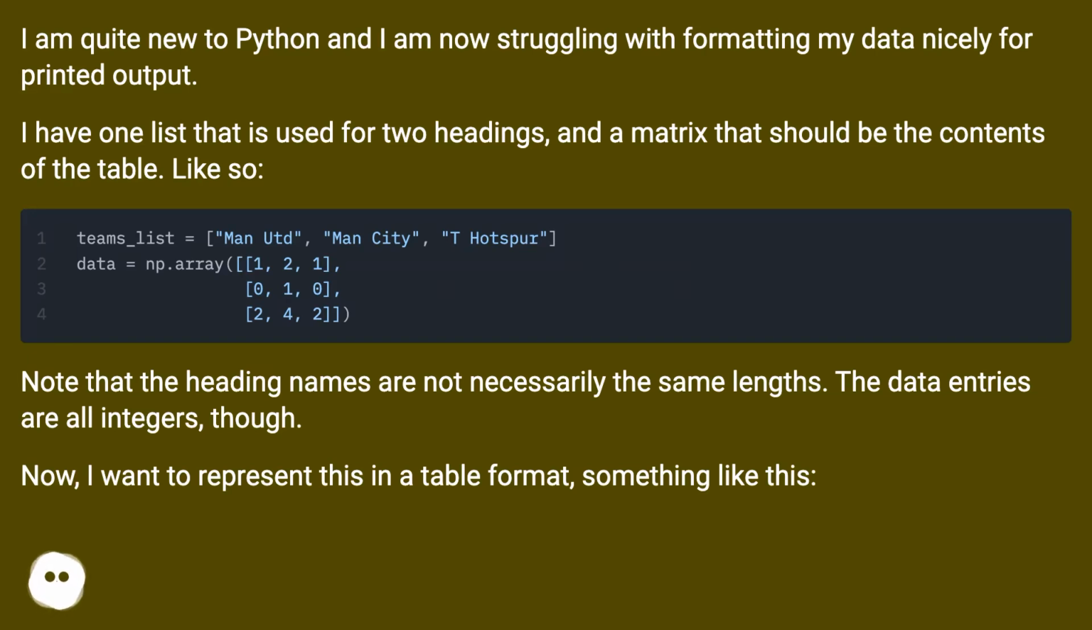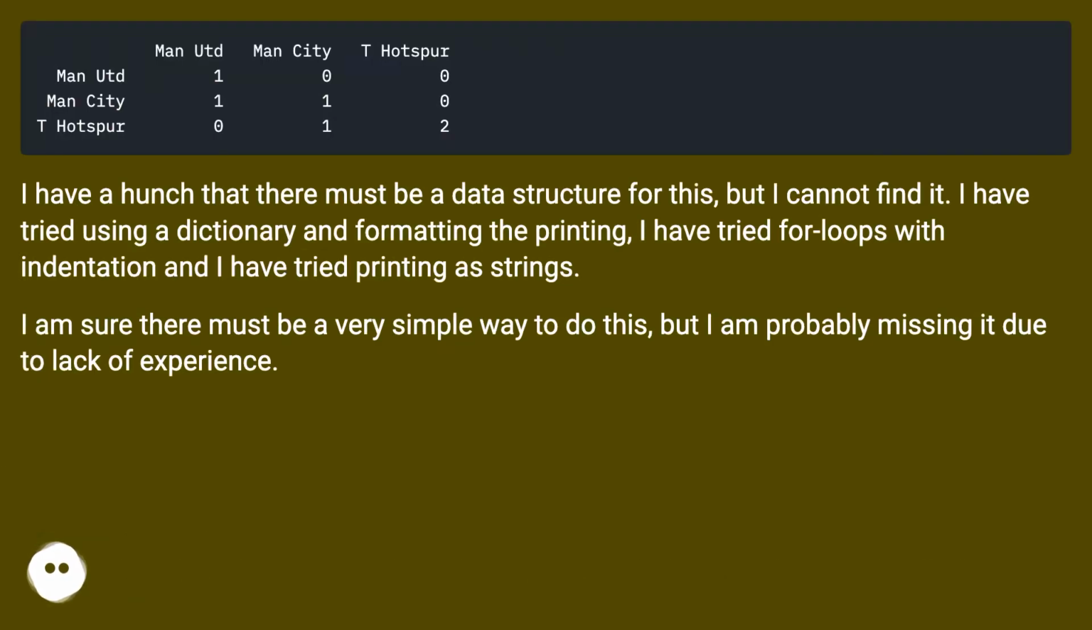Note that the heading names are not necessarily the same lengths. The data entries are all integers, though. Now, I want to represent this in a table format, something like this. I have a hunch that there must be a data structure for this, but I cannot find it.